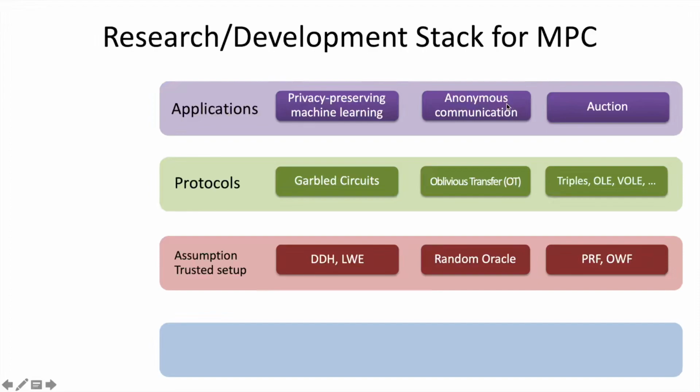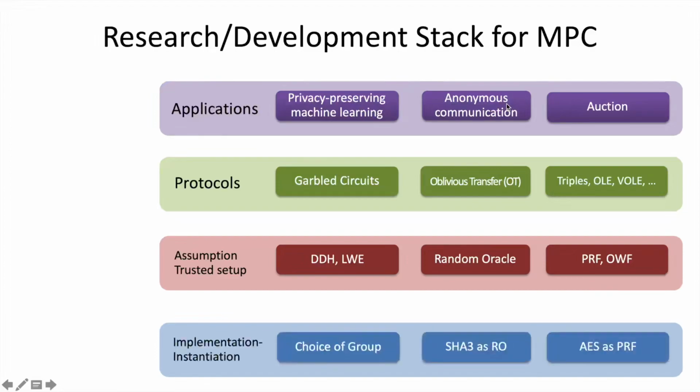However, in practice, we need to instantiate them in some way that we can program on hardware. And this comes to the implementation instantiation. For example, for DDH, we may need to choose the group that we want to use. For random oracle, we might want to instantiate that using, for example, SHA-3. And for PRF, we can, for example, instantiate it using AES.